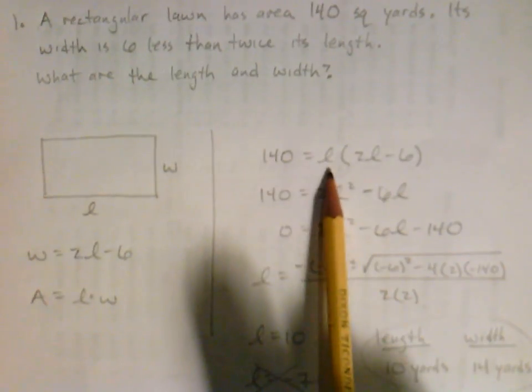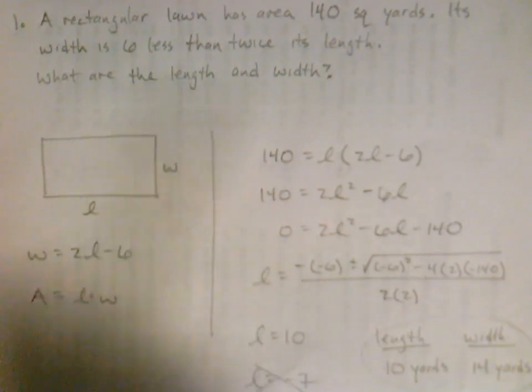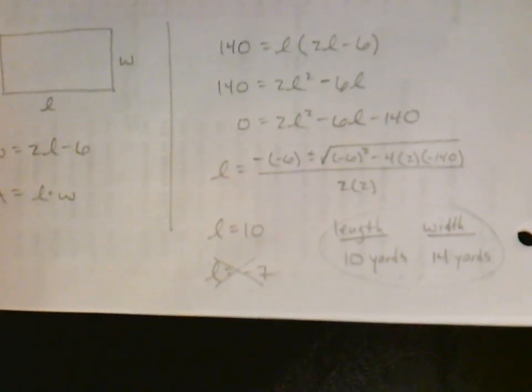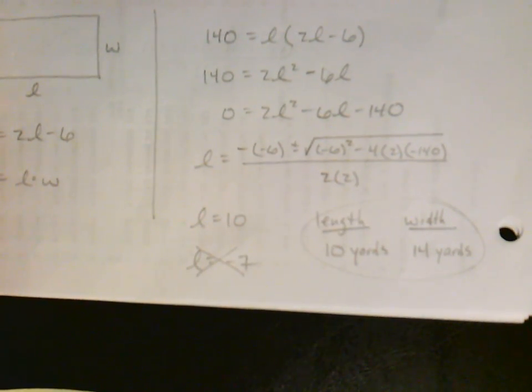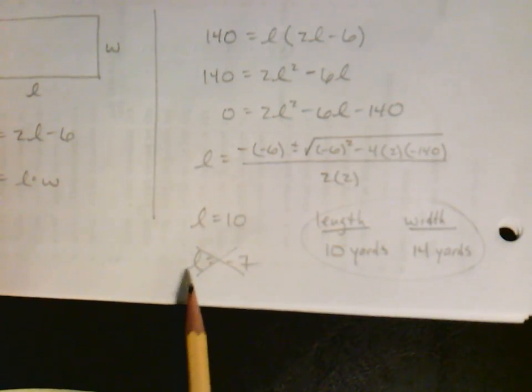So where do we go from there? We'll distribute the L, 2L squared minus 6L, subtract that 140, and you can set up, let's put this a little bit more in the middle so it's a little more in focus, you can set up your quadratic formula from there. I just went ahead and wrote the answers from this. I got L equals 10 and L equals -7.